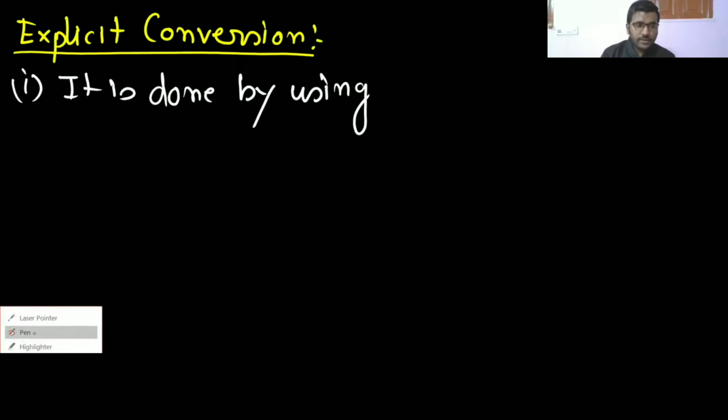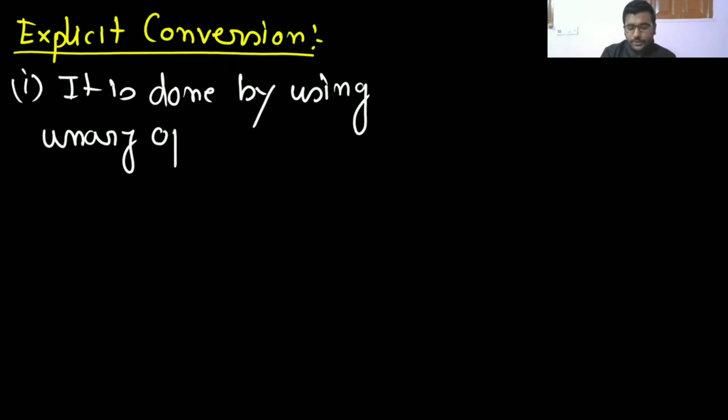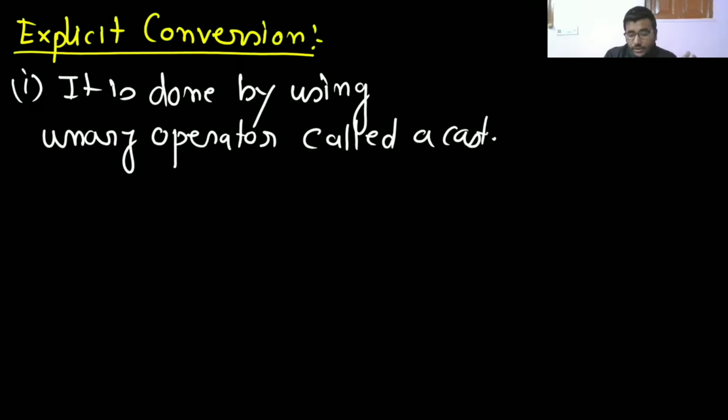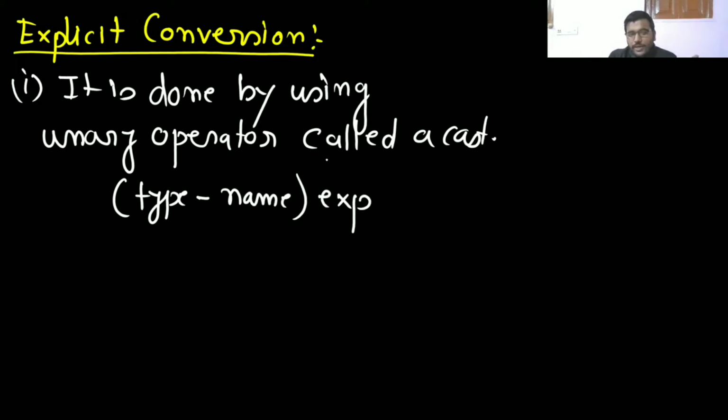The name is cast, a unary operator. So the syntax is like this: here you will write the type name, and here you will write the expression, so it will convert whatever type you are writing. This is the syntax.